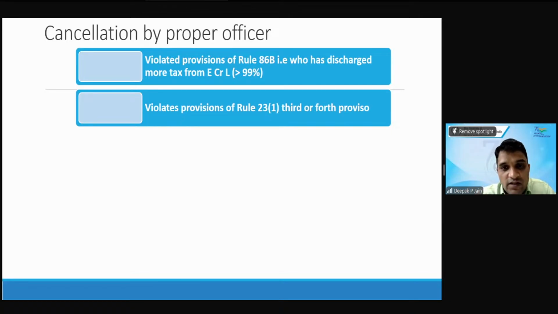Correct. Generally, fake invoices will be issued to claim ITC in a fraudulent manner. Correct. That is why their registration will get cancelled.